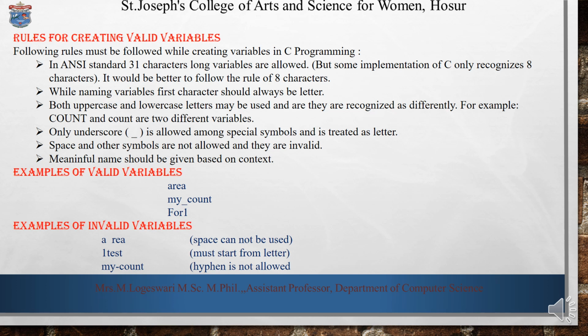Area, in this example there are no spaces, so it is a valid variable. My underscore count, this one is also valid because underscore is supported in a valid variable. Next, invalid variables. What are the invalid variables? A space ria, because a space cannot be used, so that is invalid. 1test, the first character should be a letter, but here it is a number, so it is not allowed, so this one is invalid.